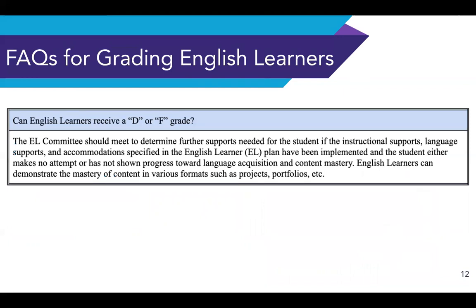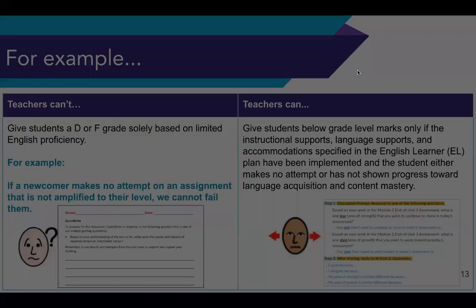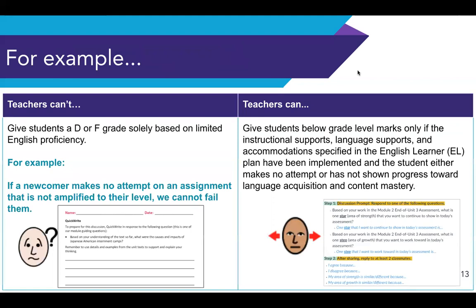Now take a moment to pause the video to familiarize yourself with this guidance in D or F grades for English learners. For example, teachers cannot give a student a D or F grade solely based on limited English proficiency. If a newcomer makes no attempt on an assignment that is not amplified to their level, we cannot fail them. Teachers can give students below grade level marks only if the instructional supports, language supports, and accommodations specified in the English Learner Plan have been implemented, and the student either makes no attempt or has not shown progress towards language acquisition and content mastery.